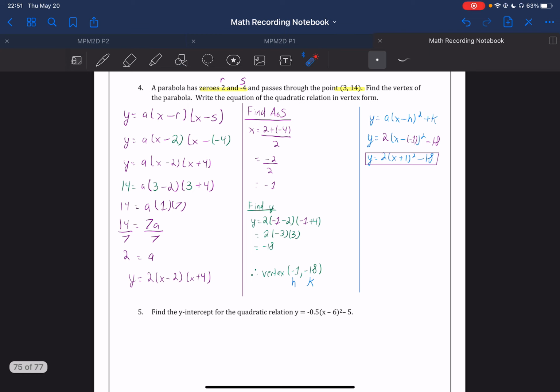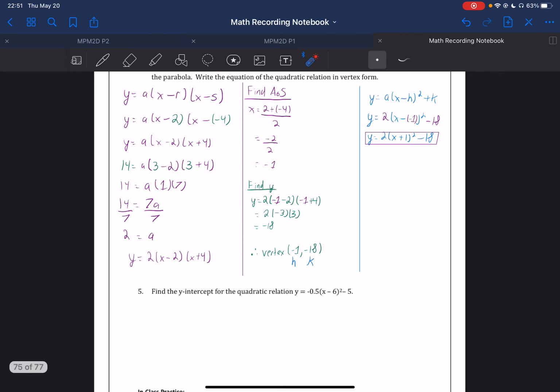So those are our steps. First, we create our lovely version of our factored form. Then we find our AOS. Then we find our y value of the vertex. And then we take our vertex and place the h and the k and the a into our vertex form.